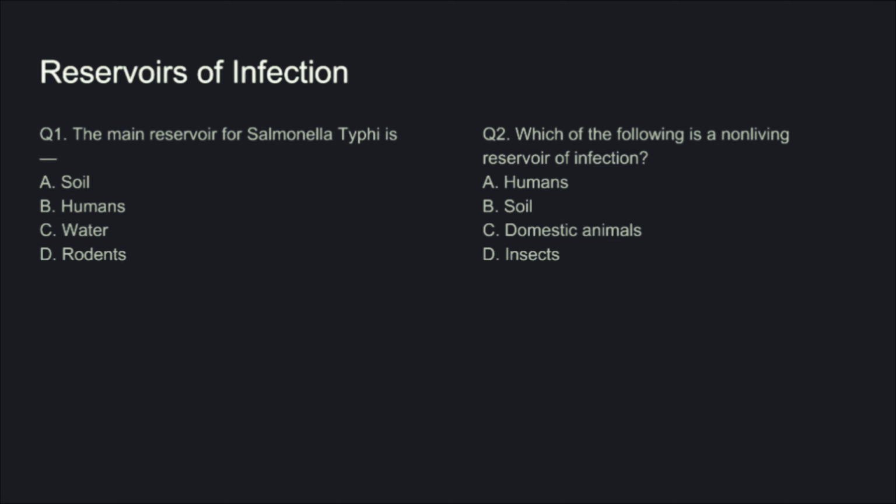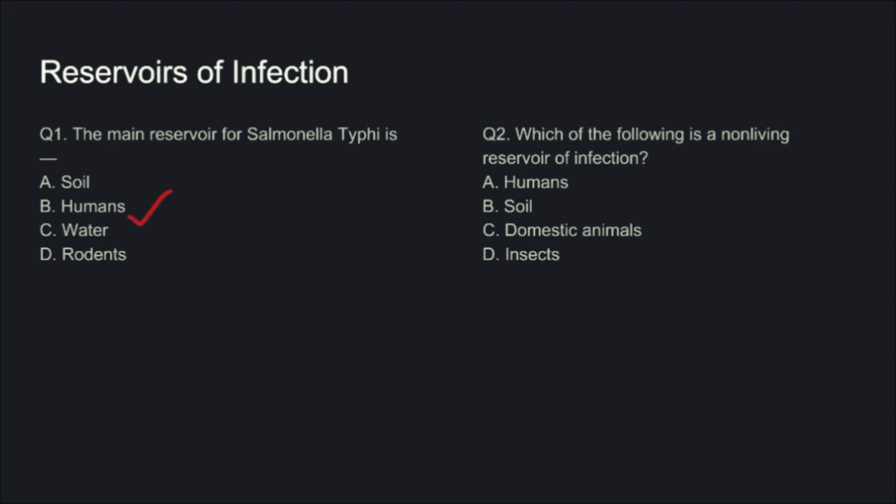Now we have the next topic, that is reservoir of infection. Question number 1. The main reservoir of Salmonella typhi is: A, soil; B, humans; C, water; D, rodents. The correct answer for this question is option B, humans.